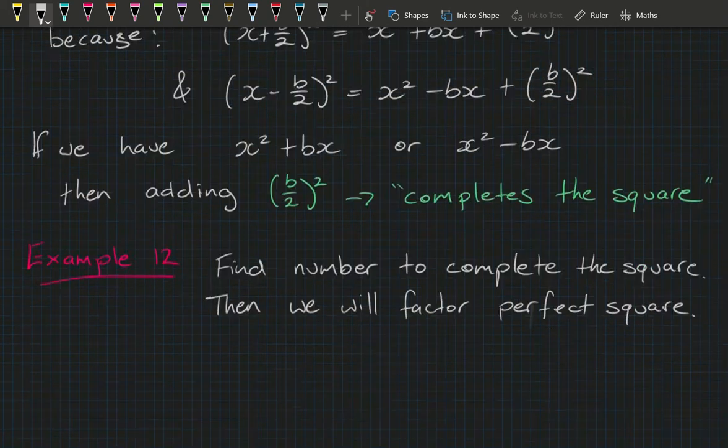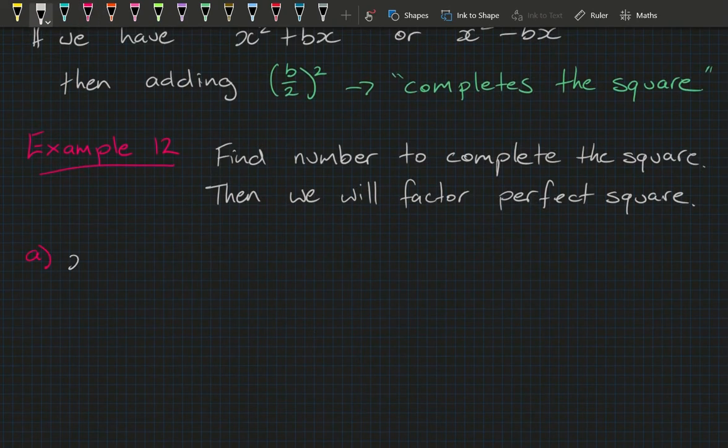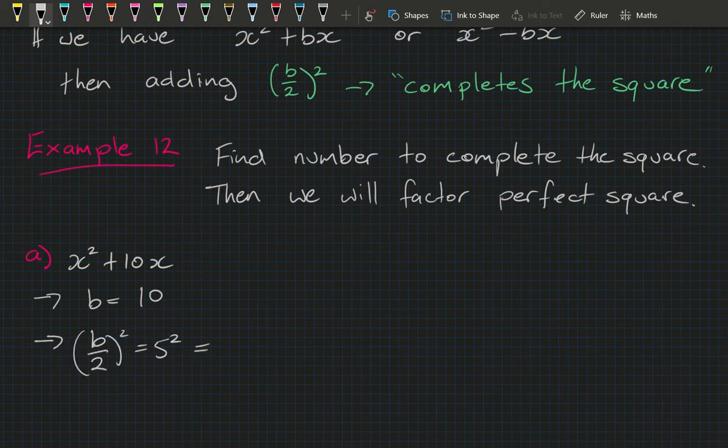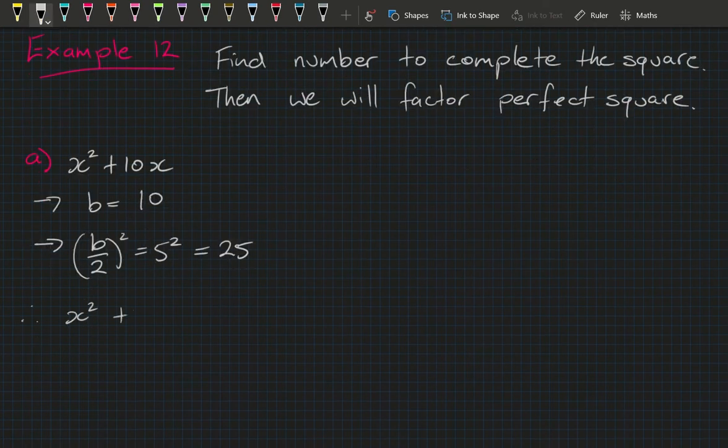Alright, part A, we've got x squared plus 10x. Now this means that b is equal to 10, and b on 2 squared is equal to 5 squared, which is 25. So therefore, x squared plus 10x plus 25 is equal to x plus 5 all squared.